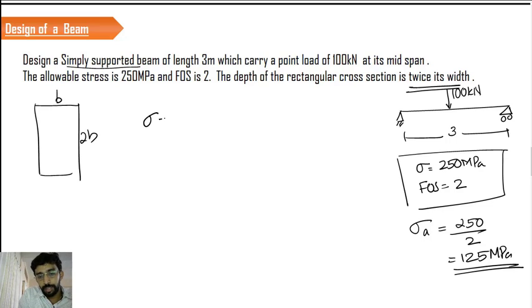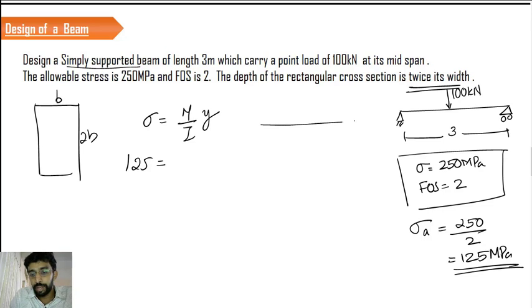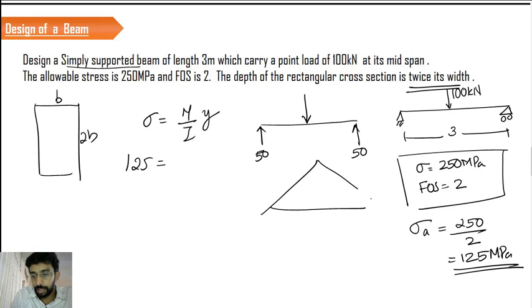It's very simple. Sigma is equal to M by I into y. When you substitute, 125 equals, you have to find out the moment. So how will you find the moment? Using the SFD and BMD, you can easily calculate it. The value of reaction is going to be 50 kilonewton. So the bending moment is something like this, and the value is going to be 50 into 10 cubed into 1.5. So this is the value of M you have to use.